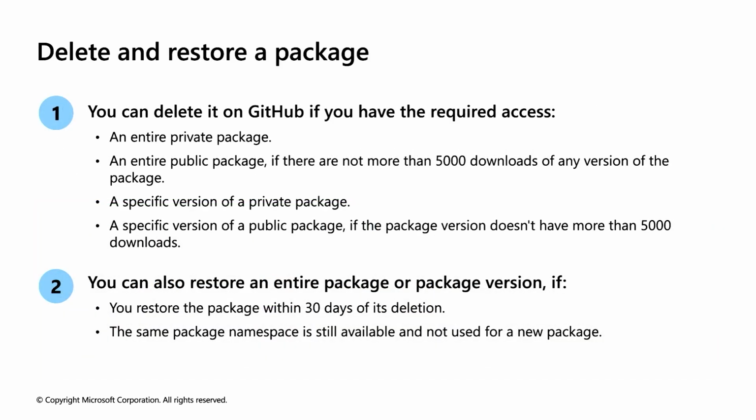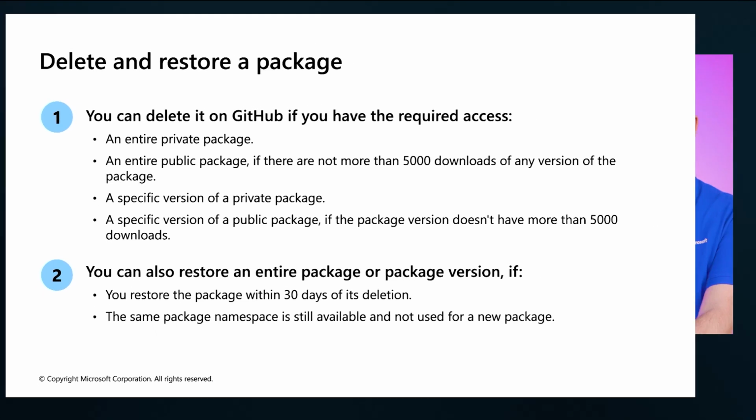Deleting and restoring packages in GitHub Packages is about maintaining control over our software artifacts. If we have the right access, we can delete entire packages or specific versions, whether they're private or public. For public packages, there's an extra safeguard. You can only delete them if no version has more than 5,000 downloads, which helps protect widely used components from accidental removal. The process is straightforward. Navigate to your package's settings, select the version of the package you want to delete, and confirm your choice. This ensures that only authorized users can manage critical software assets, keeping your repositories clean and secure.